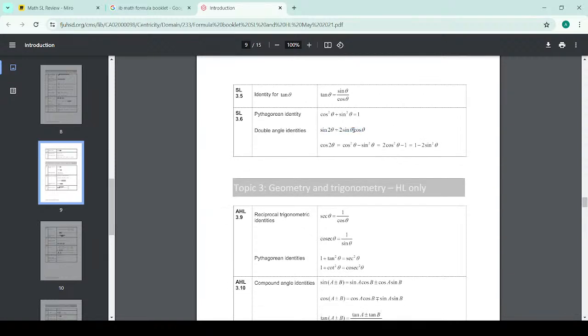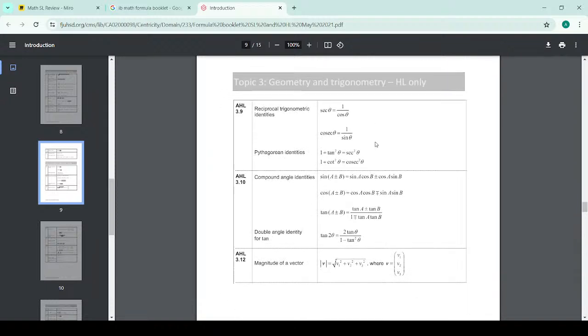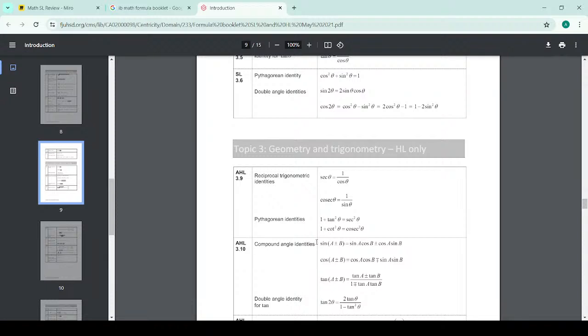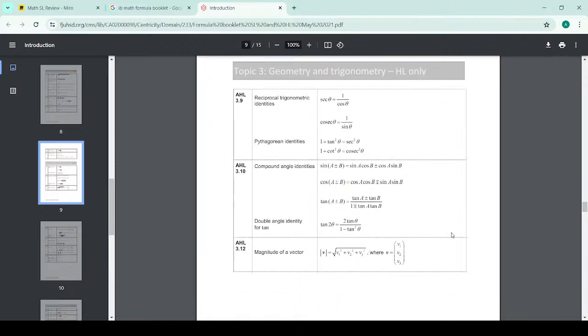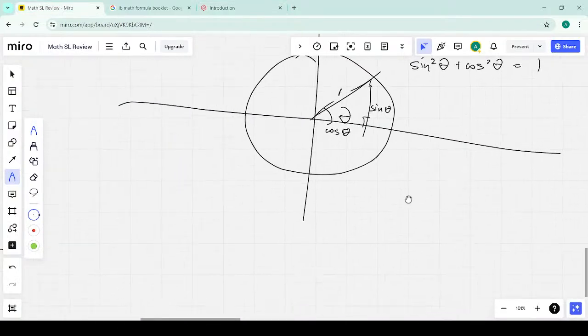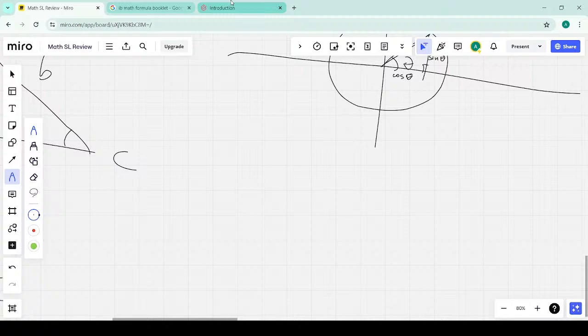Double angle identities. I mean, if you know the double angle identity, it's probably better to just know the compound angle identity anyways, especially if it's on your formula sheet, right? So say sine A plus B equals sine A cosine B plus sine B cosine A.